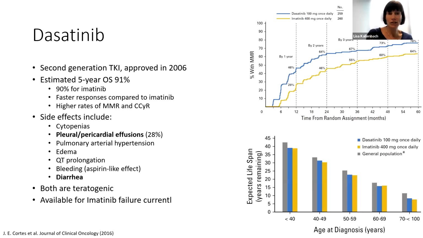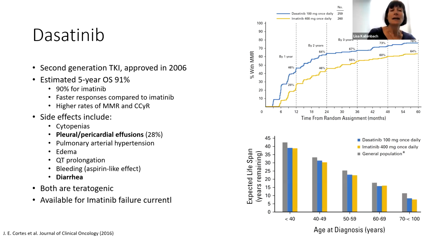So just to talk about dasatinib briefly, this is a second generation tyrosine kinase inhibitor. It was approved in 2006. The estimated 5-year overall survival on this drug is 91% versus 90% for imatinib. It does lead to faster responses compared to imatinib, so that hematologic response, and then higher rates of major molecular response and cytogenetic response. We don't know if it has any effect on overall survival, but it does get you to the points that you want to reach faster.